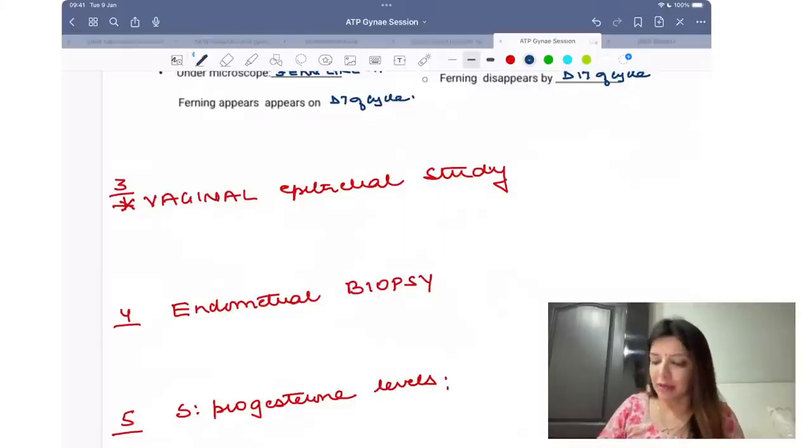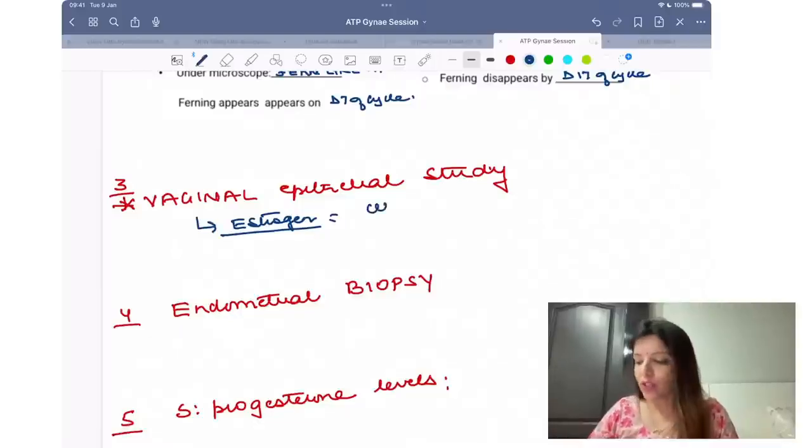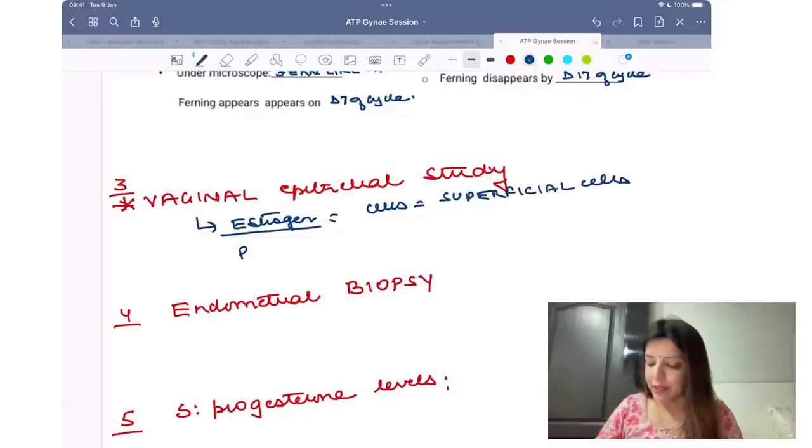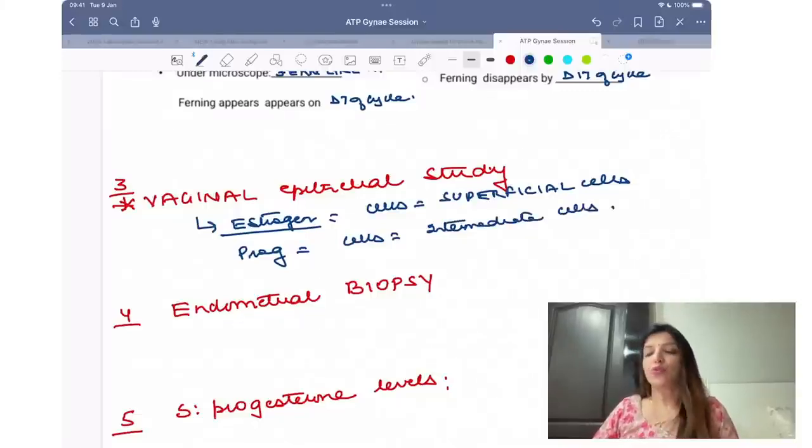Now, vaginal epithelial study. You may remember that under the effect of estrogen, the cells which you are going to get will be superficial cells, and under the effect of progesterone, the cells which you get are intermediate cells. So again, vaginal epithelial study can help me know whether a female has ovulated or not.